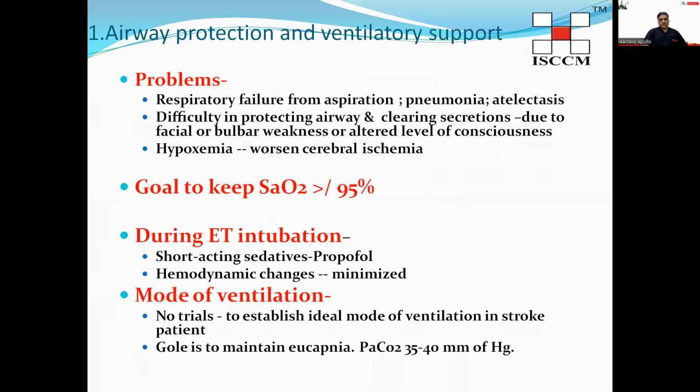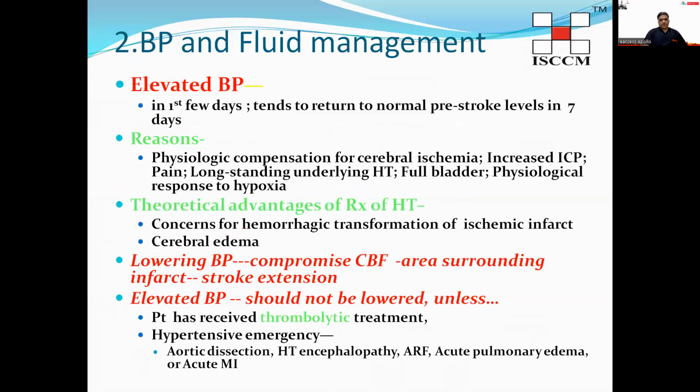And coming to the mode of ventilation, no trial has suggested the correct mode of ventilation. So normally we'll use volume control ventilation as the initial mode, but our goal is to maintain eucapnia, a PaCO2 of 35 to 40 millimeters of mercury.